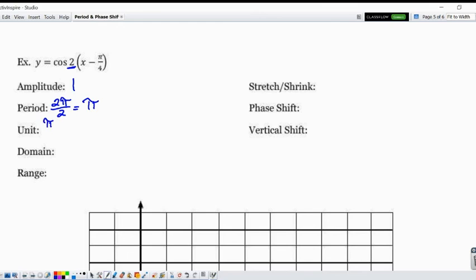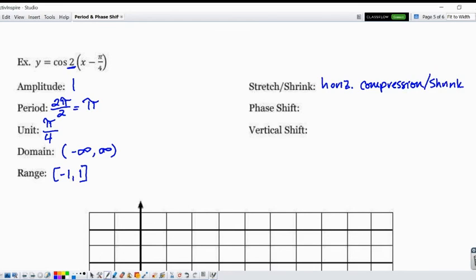We have to complete that entire cosine cycle within pi units. When we go to mark our graph, we're going to mark it with our period divided by 4, or pi over 4. The domain does not change, still negative infinity to positive infinity, and our range, because the amplitude hasn't changed. So the other way we can talk about these is the same way we've talked about all of our transformations. This would be a horizontal compression, or a shrink, because we're fitting more cycles into the same space. So we've compressed it from the sides like an accordion.